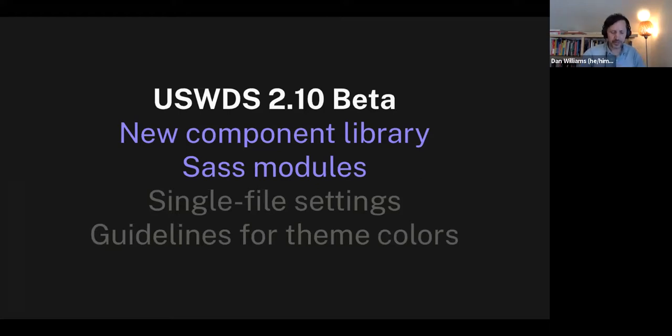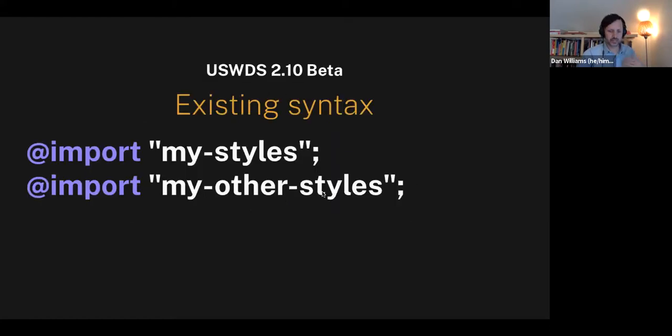But for now, I want to focus on just the SAS modules piece. Not to get too deep into technical stuff, but the SAS module system is an update to a few of the fundamental rules about how SAS files are connected and related to each other. Currently, we use something called @import rules to link together our code base, to pull lots of different code files into one common entry point.